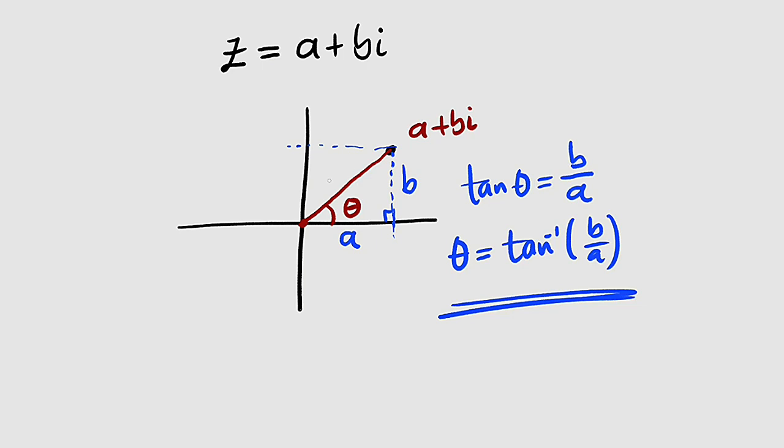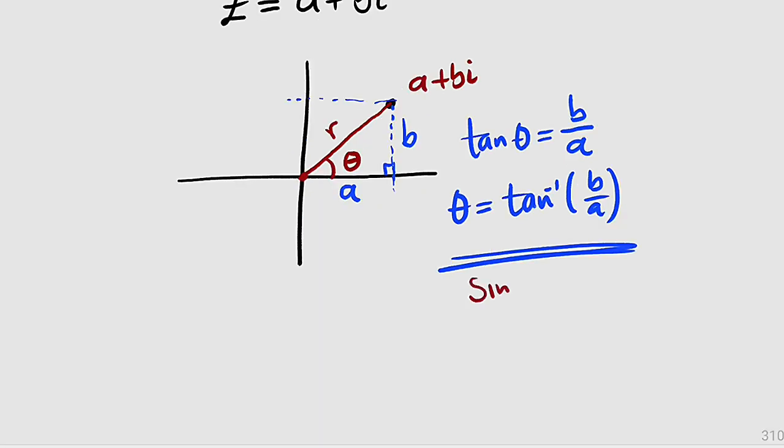And again, suppose we have a value here for the distance. If you can find the distance, you can use one of the relationships, sine and cosine, to find the angle. Sine of an angle is opposite divided by hypotenuse. So sine of this angle is equal to opposite, which is b, divided by hypotenuse, which is r, which implies that theta is equal to sine inverse of b divided by r.